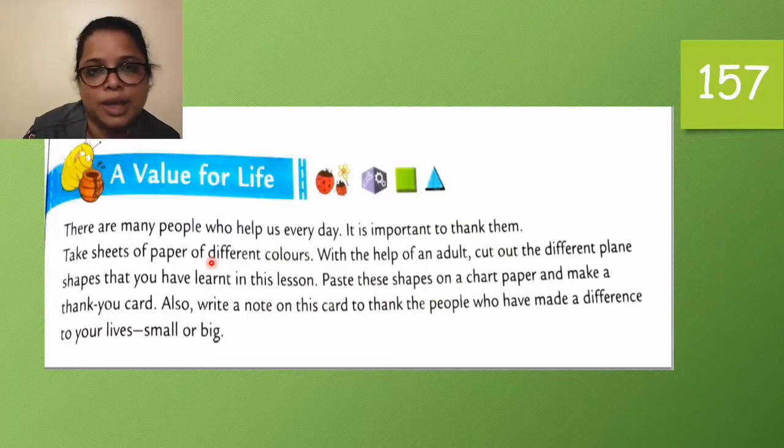So you're going to make a thank you card by pasting these different shapes of different colors, and writing a note on this card to thank the people. You're going to write a note saying why you are thanking them and whom have made a difference to your lives, small or big. That means who have made a change in your life, whether it is a small change or a big change. So you'll make a thank you card like this, and you're going to show me once when the school reopens.